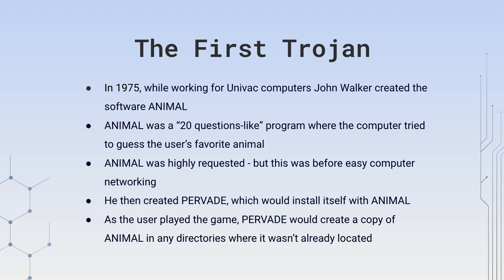So instead of doing that, he decided to create Pervade, which would install itself along with Animal. So as the user played the game, Pervade would create a copy of Animal in any directories that the user had access to and where it wasn't already located. Although there was no malicious intent here, Animal and Pervade definitely fits the definition of a Trojan, as Pervade hid inside Animal and carried out actions without the user's approval, downloading it into all of these directories.